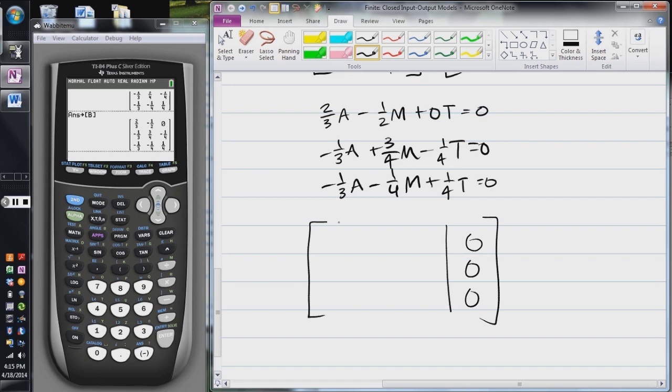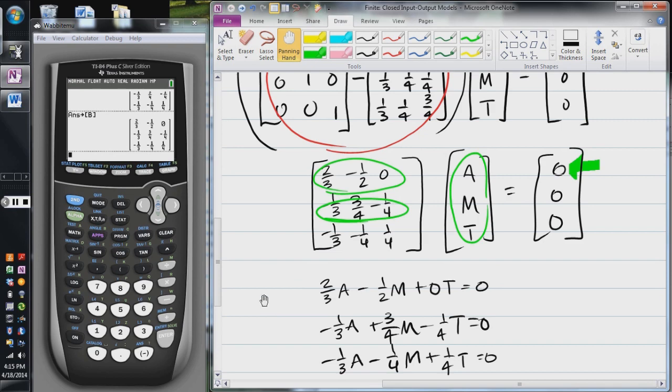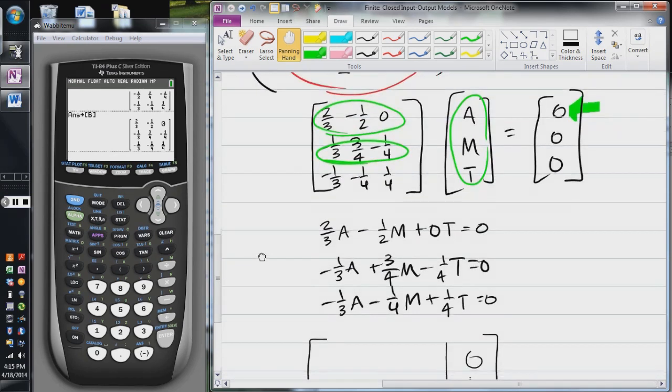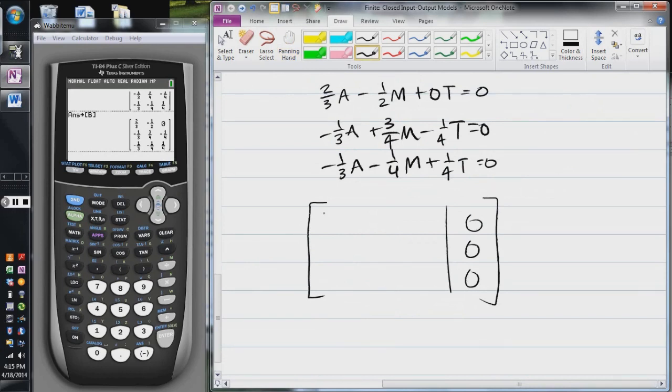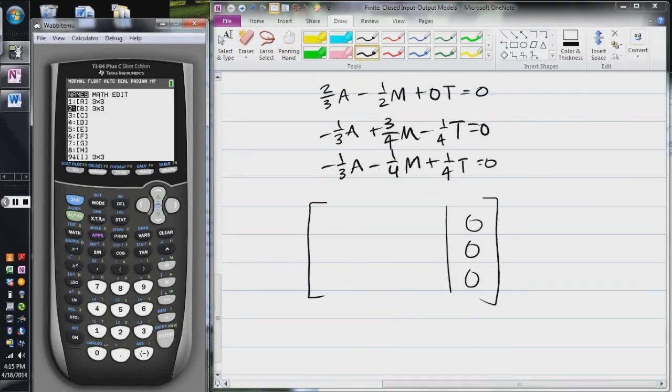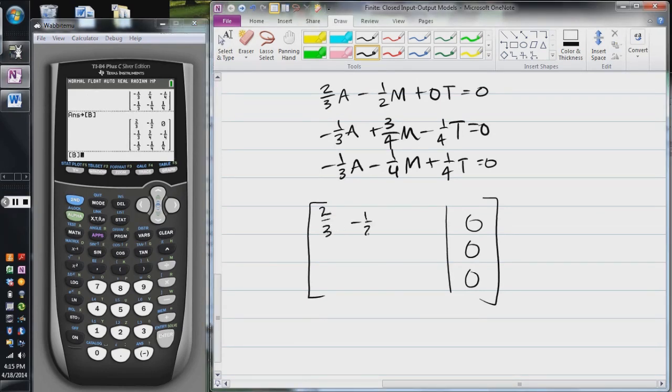So really, I was just going to copy these coefficients back down into my augmented matrix. You can imagine what that would look like. I stored this matrix into my calculator as matrix B. And so to create the augmented matrix here, I am just going to go to second matrix, and I'm going to take matrix B, which has 2/3, negative a half, 0, negative a third, 3/4, negative a fourth, negative 1/3, negative 1/4, and 1/4.